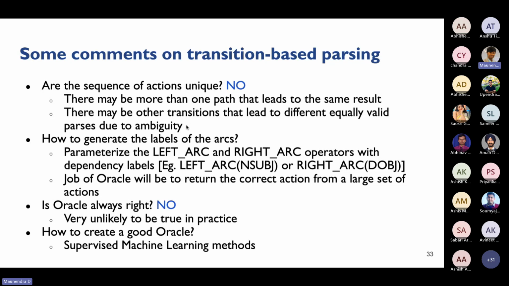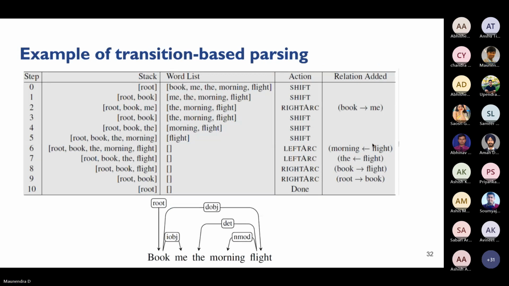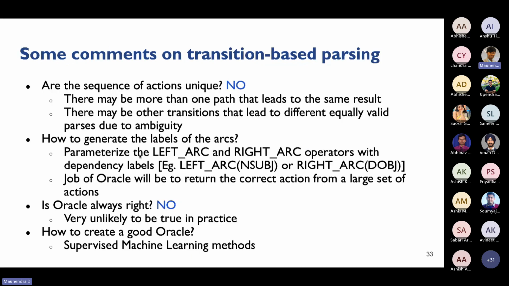So yes, but how to generate the labels of the arcs? Here we saw that only the edges are there, right? But these labels were not there. But how to generate these labels? So you can again modify your algorithm which predicts the action, and it says right arc, comma, the label. So it may say right arc, comma, DOBJ, right arc, comma, date, and things like that. So that's what it says.